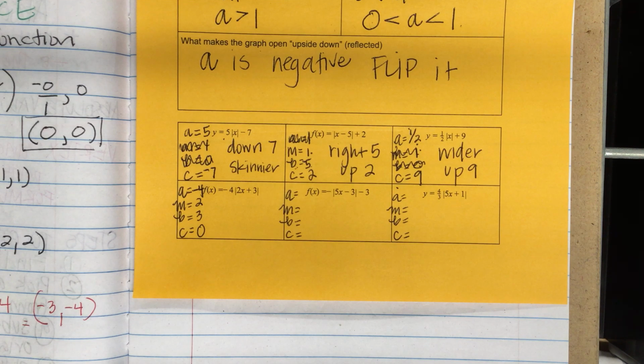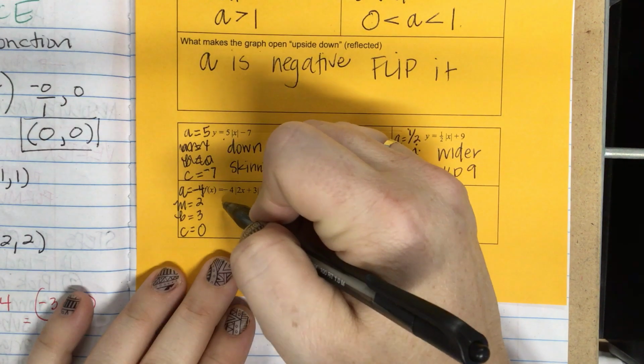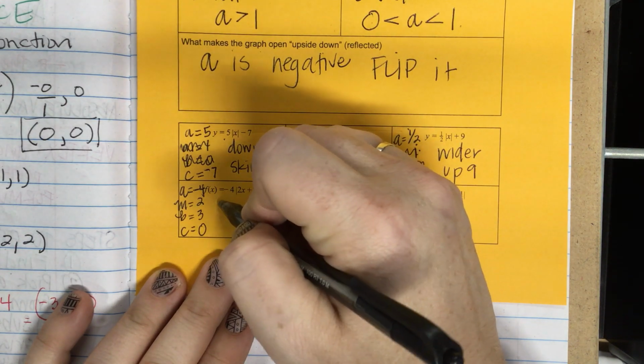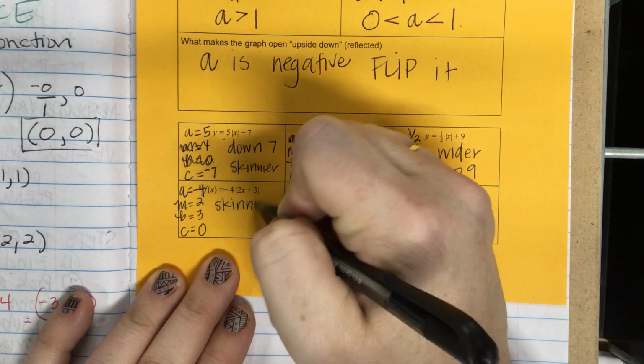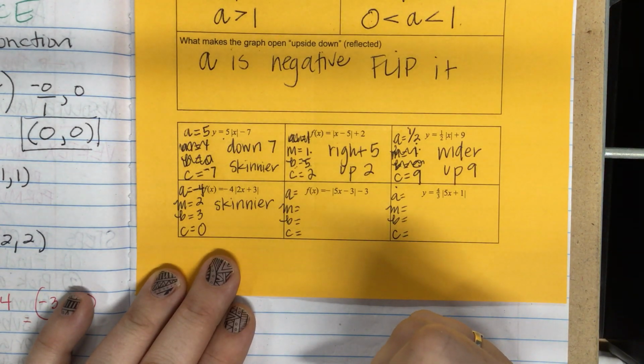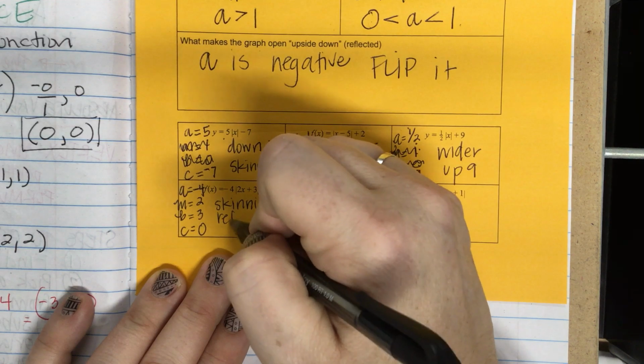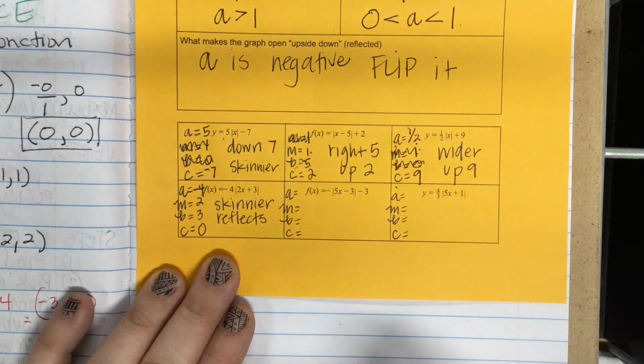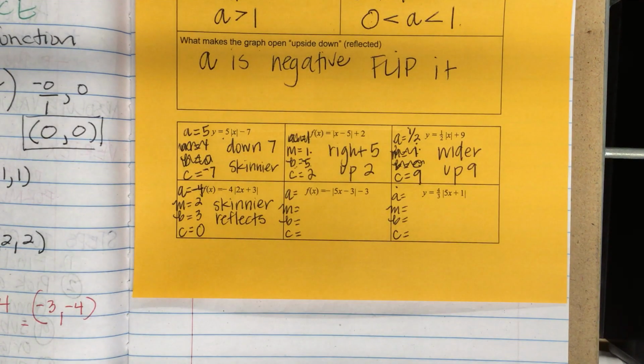Does an A value of -4 do anything? It does 2 things, in fact. What's the first thing that it does? It makes it skinnier. What else does it do? Make it upside down. It reflects it. -4 reflects it because it's negative, and skinnier because 4 is greater than 1. The negative is what reflects it. The number is what makes it wider or skinnier.